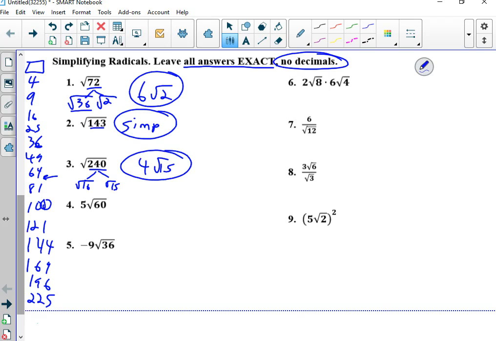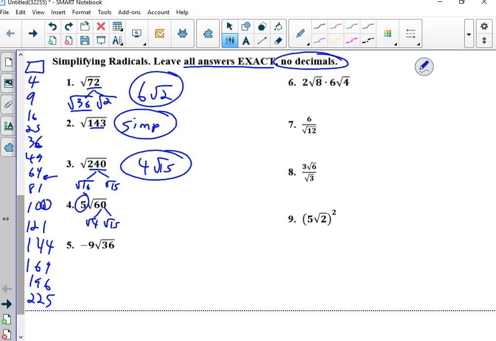Now, this next one throws people off sometimes. So you've got to remember, there's already a number out here. You might want to circle this so you don't forget it. That number means 5 times radical 60. So when I break this down, it's going to break down into radical 4 and radical 15.